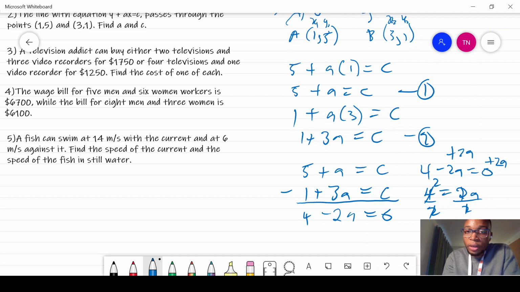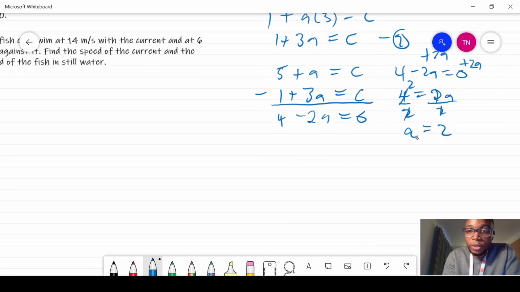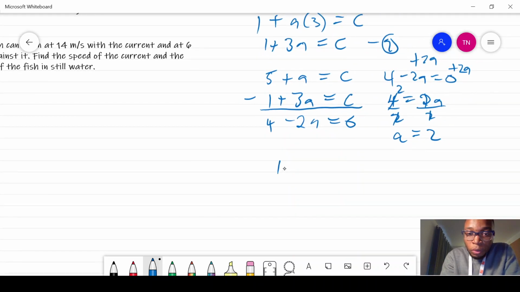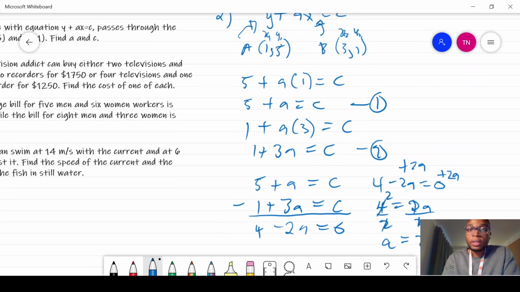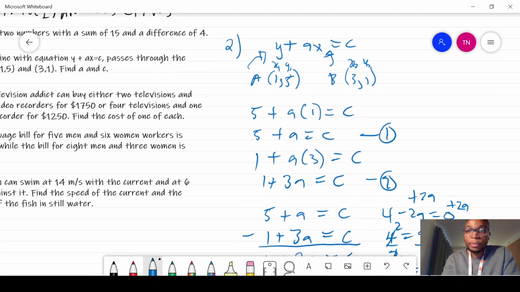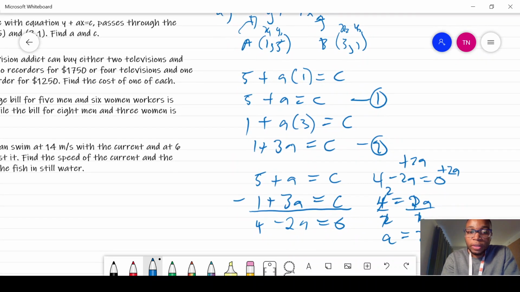And from this, we can find c. Let's substitute into equation number 2 to find c. So 1 plus 3a is equal to c, so 1 plus 3 times 2 is equal to c. 3 times 2 is 6, plus 1 is 7. So c is equal to 7. When you've done this, you've solved question number 2. I think that was simple and straightforward for you.